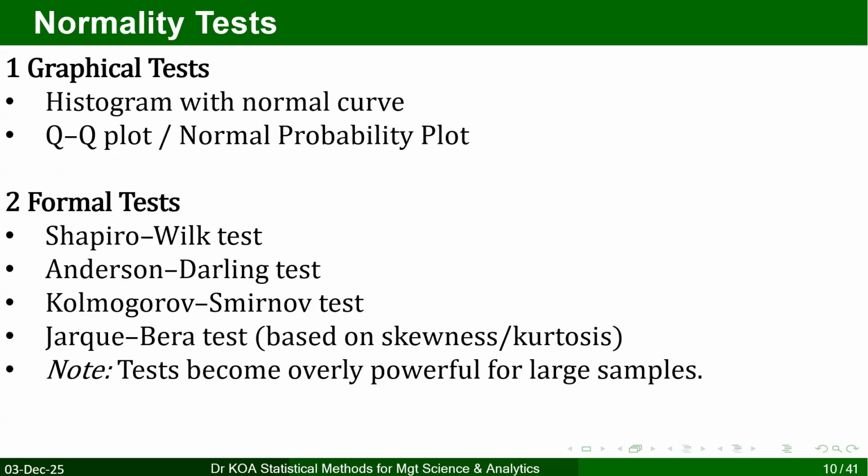But then these are just curves. They don't really tell you much until you have been able to formally test. And the commonest ones are the Shapiro-Wilk test, the Anderson-Darling test, the Kolmogorov-Smirnov test, and the Jarque-Bera test. Okay, Jarque-Bera uses more of the kurtosis and the skewness.